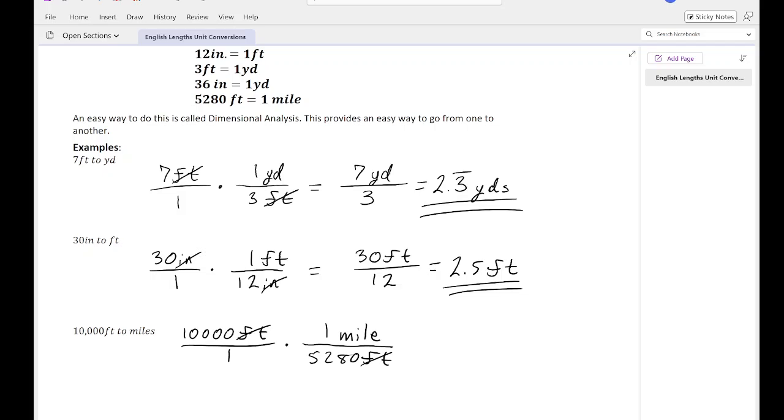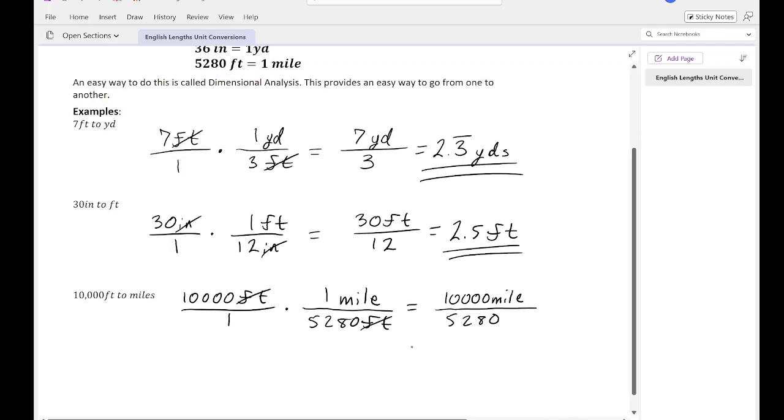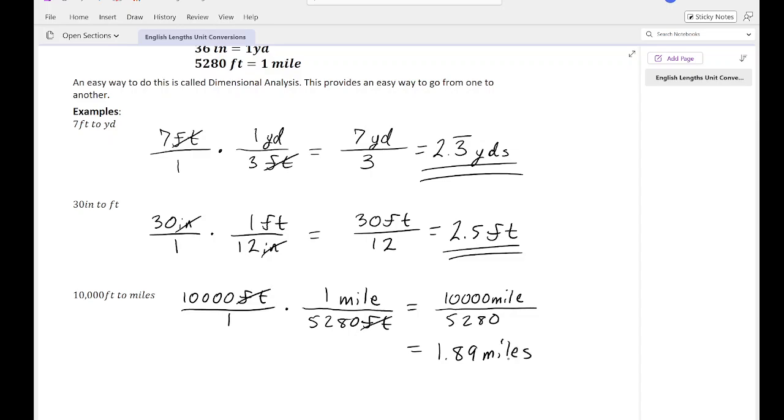And now I can just do the arithmetic. I'm going to multiply straight across. So 10,000 times 1 is 10,000 miles over 1 times 5,280. And from here, I just, again, do the math, put this into a calculator, and you're going to get a long decimal, so I'm going to round it to 2, which is 1.89 miles. So 10,000 feet is approximately 1.89 miles. Again, not too bad.